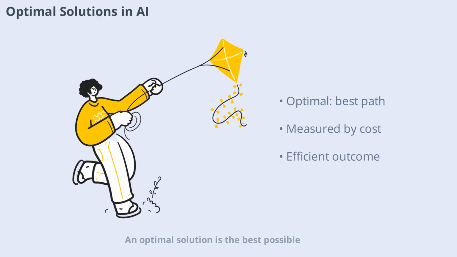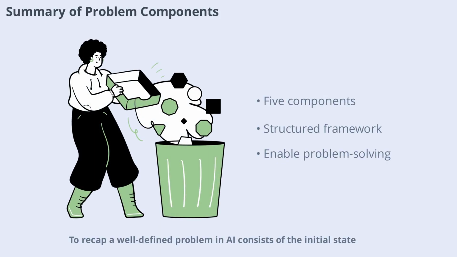An optimal solution is the best possible path from the initial state to the goal, as measured by the path cost function. Finding the optimal solution is the ultimate aim of many problem-solving agents, ensuring the most efficient and effective outcome. To recap, a well-defined problem in AI consists of the initial state, possible actions, transition model, goal test, and path cost function. Together, these components provide a structured framework for intelligent agents to operate within, making complex problem-solving possible.